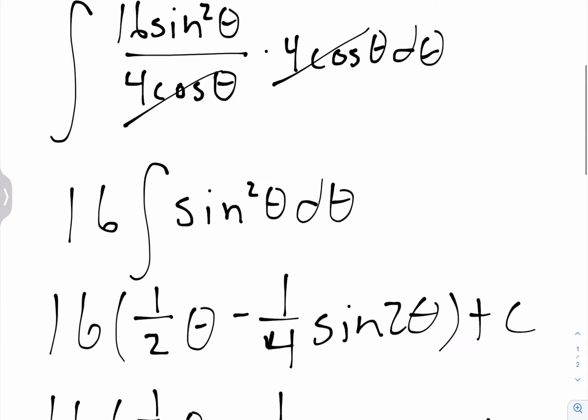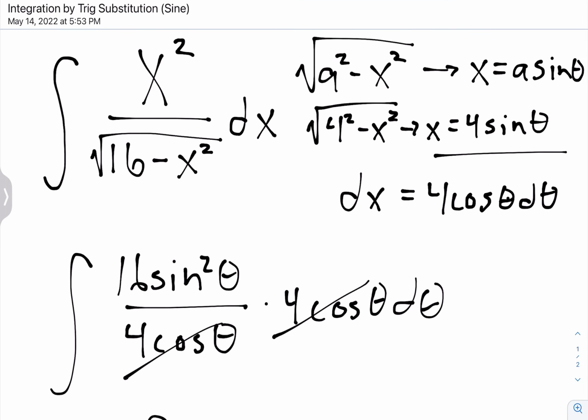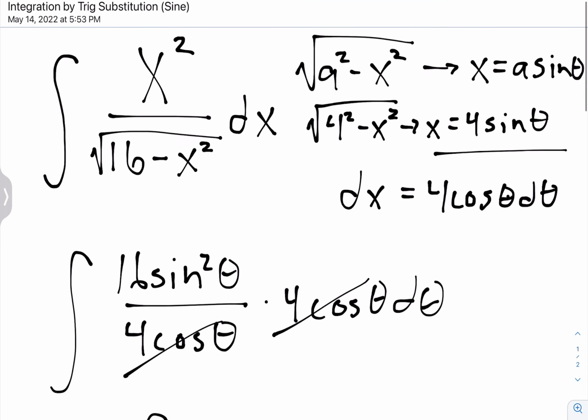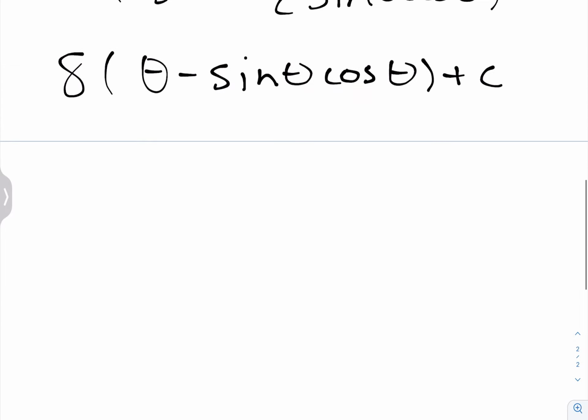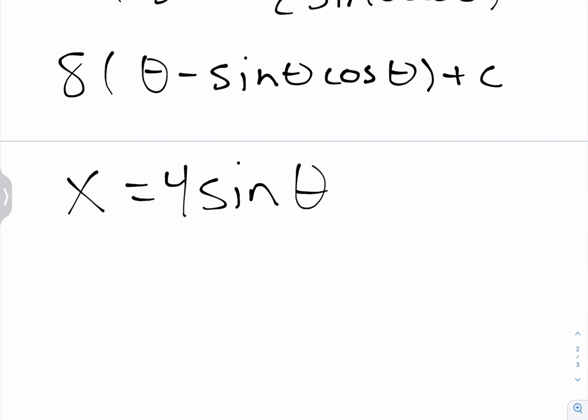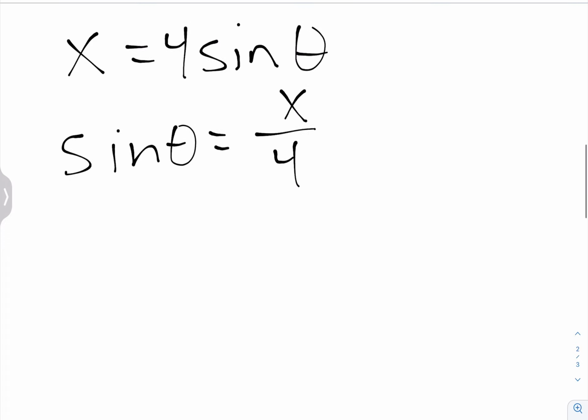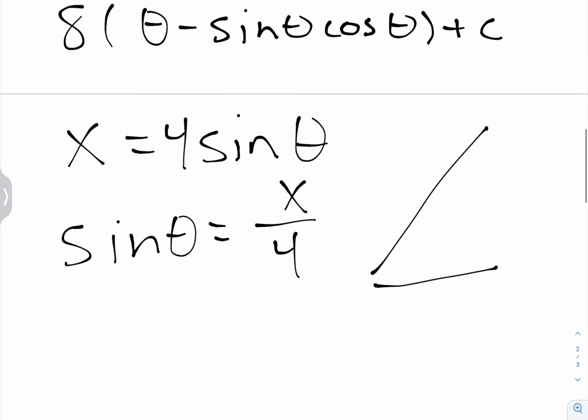And notice when we started the integral, we started with things in terms of x. But remember, we also know that x was equal to 4 sine theta. Okay, and that means that sine theta is equal to x over 4. So if you can imagine, we have a triangle here, and this is our theta. Sine of theta is opposite over hypotenuse. So opposite is going to be x, and hypotenuse is going to be 4.